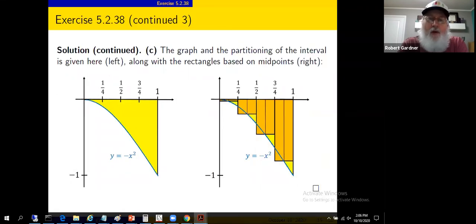Midpoints. Same idea. I've got the same partition. Now I use the midpoint. I drew a little thin line at the midpoint. The midpoint here is what?